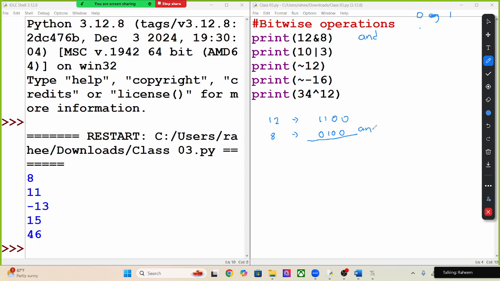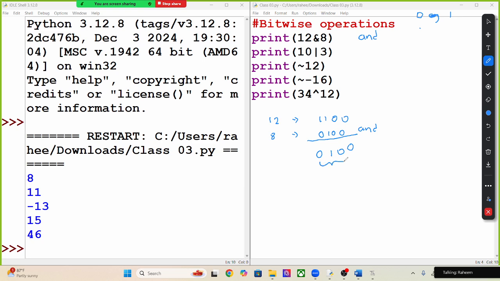And you do the AND operation. You know what is AND operation, right? It's like multiplying. When we multiply, if one input is 0, the output will be 0. So 0 into 0 is 0, 0 into 0 is 0, 1 into 1 is 1, 0 into 0, 0 into 1 is 0.